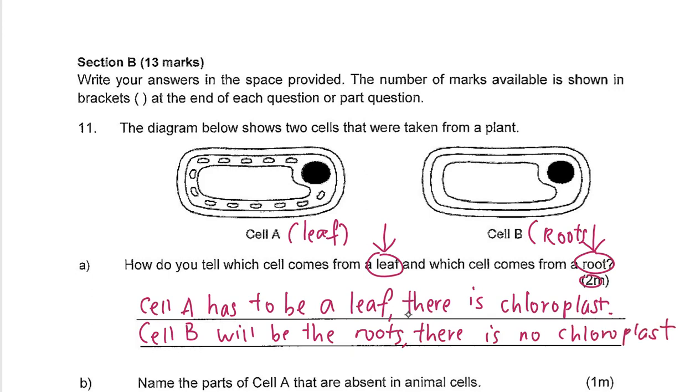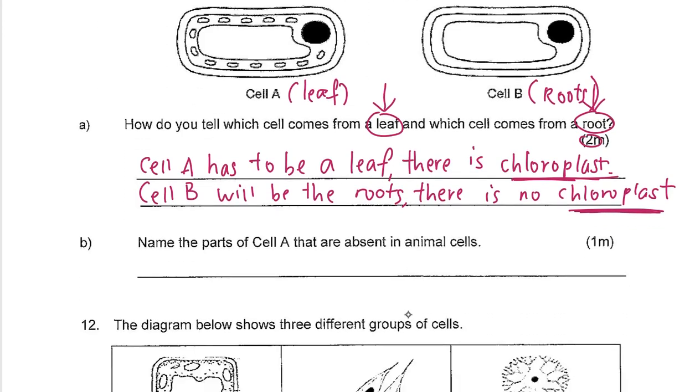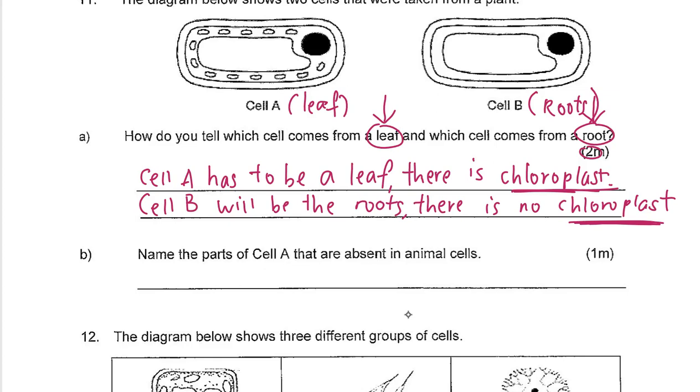So if you have answered with the keyword chloroplast, usually you will get your marks already because it shows to us that you understood that only leaves have chloroplast. But please put it in complete sentences. Okay. Name the part in cell A that is not absent, means not found in animal cell.